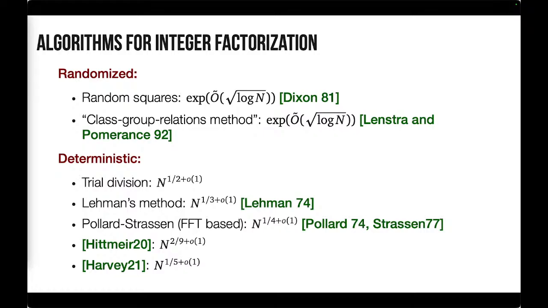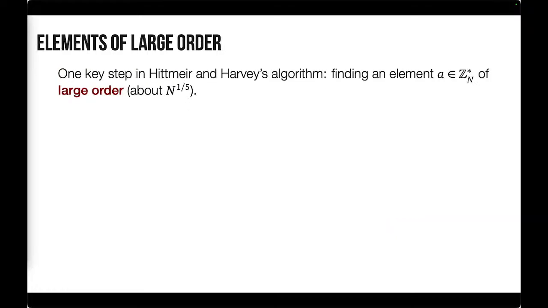One key thing that these algorithms need is to find an element that has a large multiplicative order. Here large means about n to the 1/5, so it's a good thing to have in mind if you're looking for specific parameters.